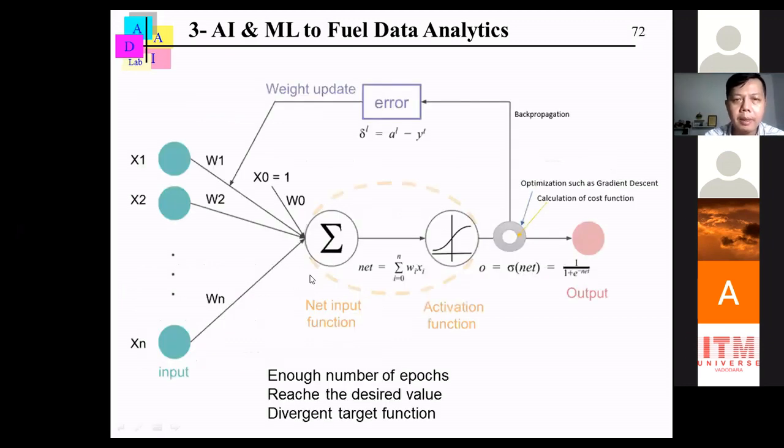And take a look at the backpropagation in the neural network training. By backpropagation here we update the weights, and we apply the activation here. The backpropagation will stop when we have enough number of epochs, or a decided value, or convergence of the target function.